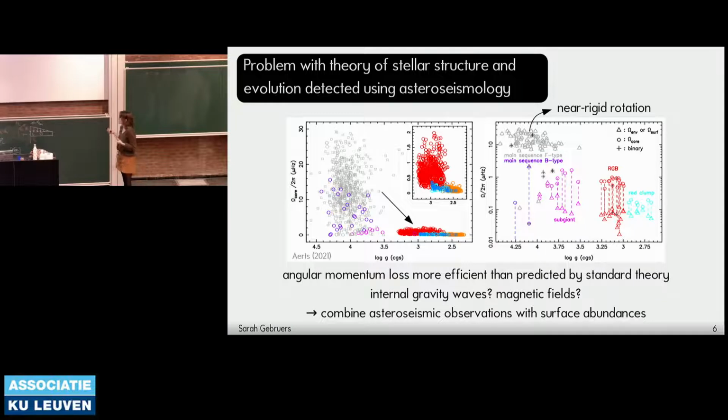And in order to study this a bit more, it is really important that we combine observations from asteroseismology with information from surface properties, from surface abundances for example, so we can get knowledge about the mixing that is happening in these stars.